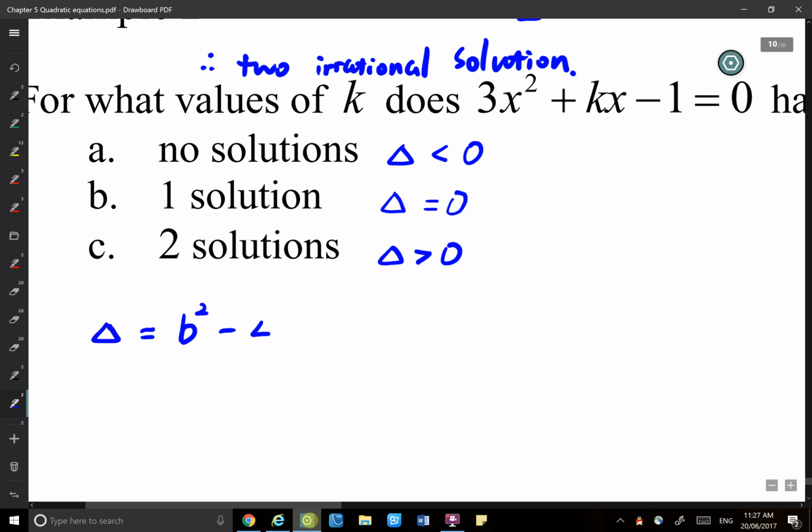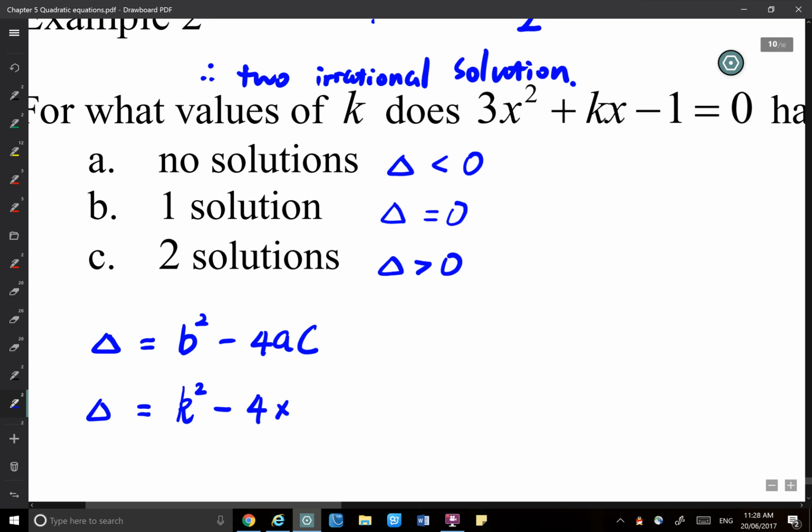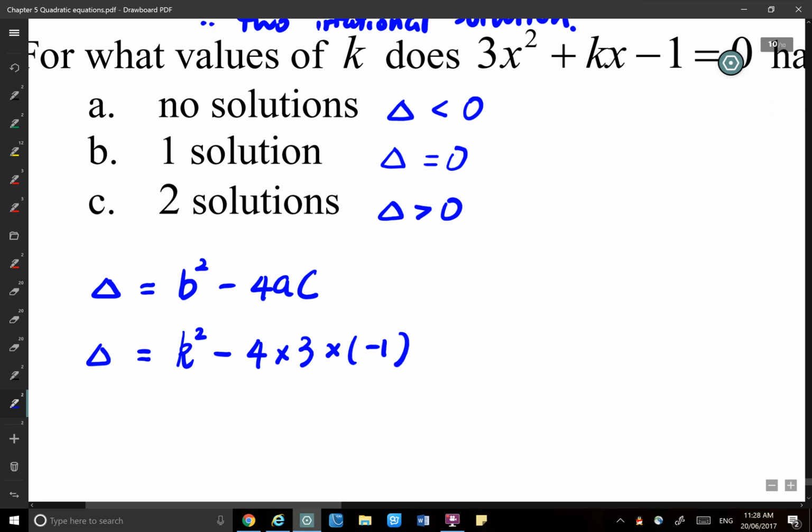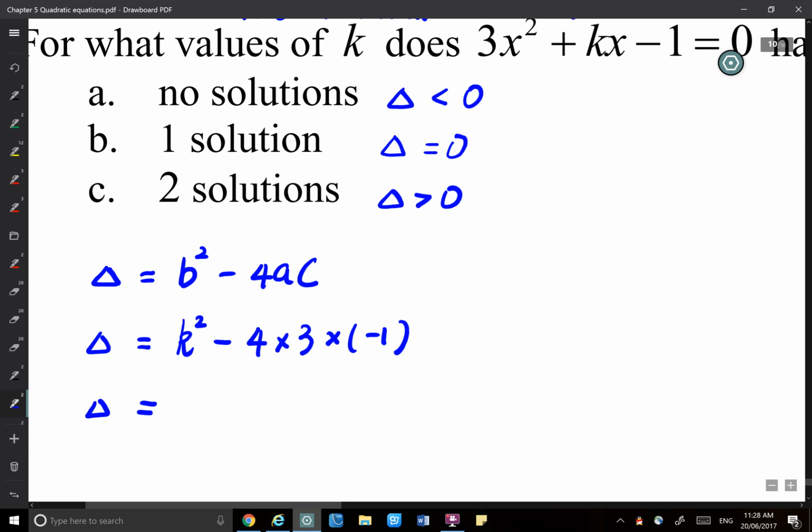Okay, what is this discriminant? B squared minus 4ac. So what is b? k. So k squared minus 4 times, what is a? 3. And c? Minus 1. c is minus 1. So what does the discriminant give you? k squared plus 12. That's your discriminant, okay?